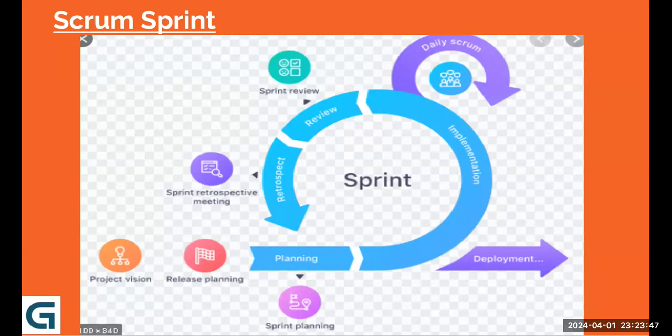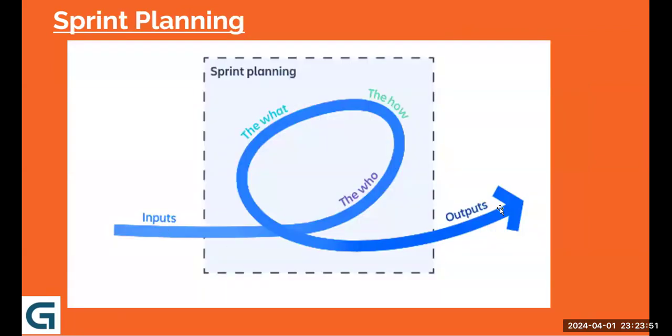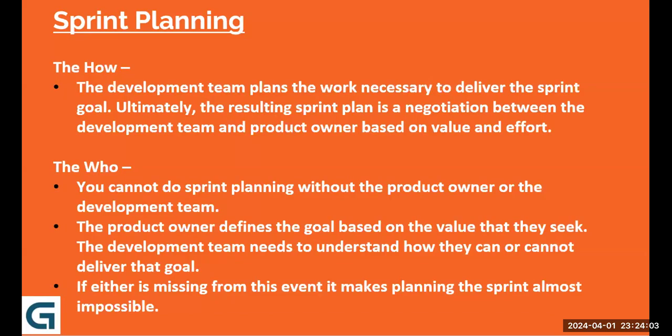So in a nutshell, in the sprint planning, what exactly is happening? You have the input and you have the output. In between, you discuss what is to be done, how it is to be done, and who will be doing it. Got it? The entire sprint planning pictorial representation, everyone? Yes, no? Yeah. So there are a few more things. Let's understand the how part. I want someone to read the how part.